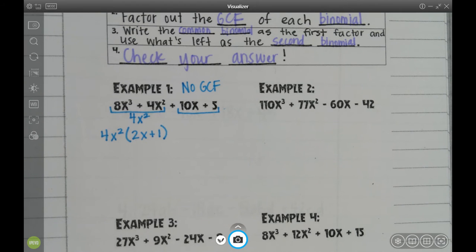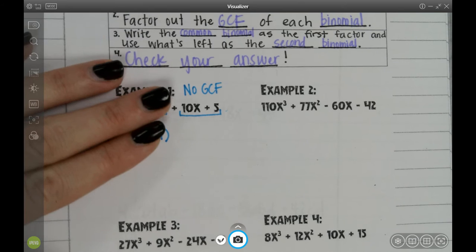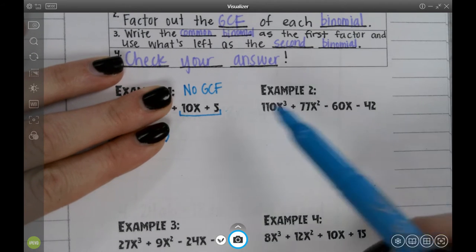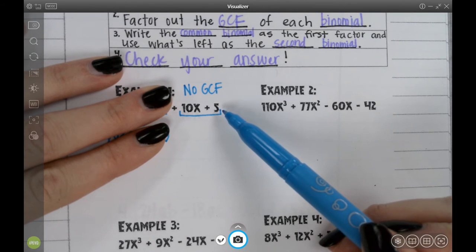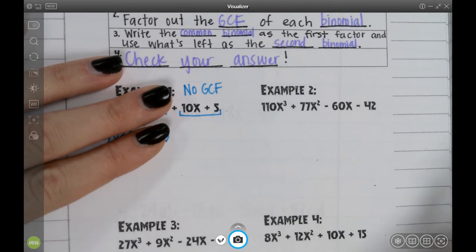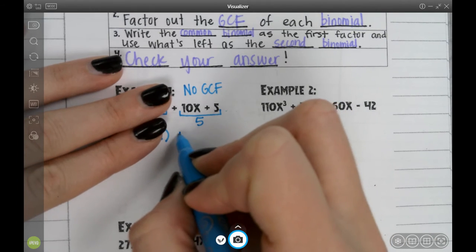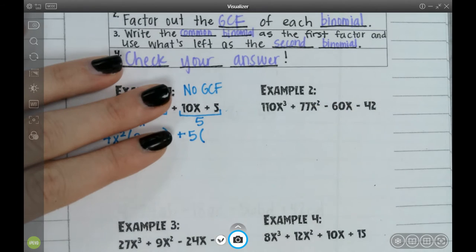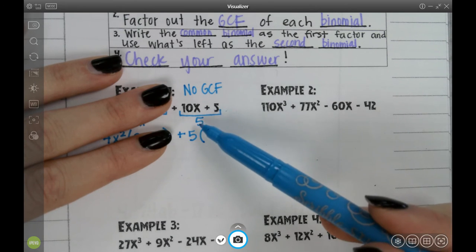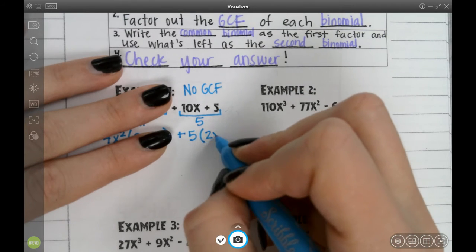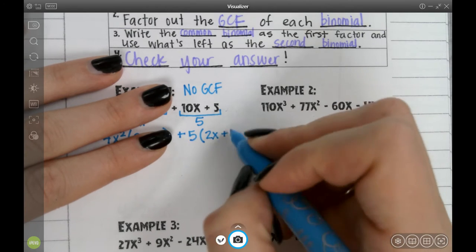Now I'm going to repeat that whole process. I'm going to ignore the first two. I'm going to look at these two terms. What's my GCF between these two terms? 5. Now I'm going to take that 5. It's a positive 5, so I'm going to put plus 5. When I divide that out, 10x divided by 5 is 2x. 5 divided by 5 is 1.